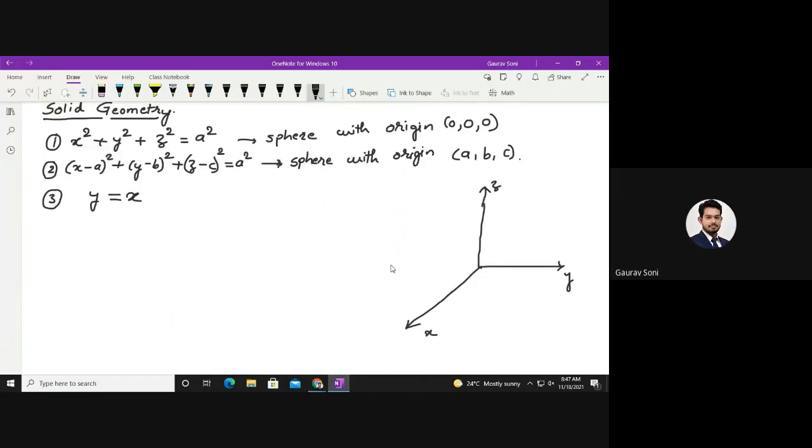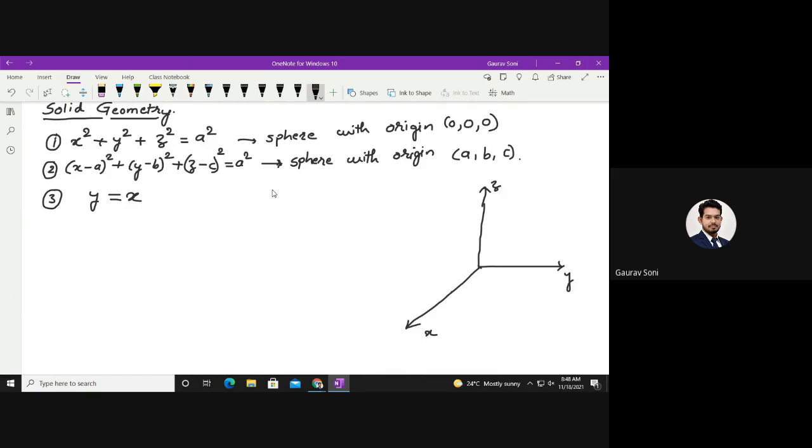Now I will explain why this is happening. Yesterday I recalled one of the definitions from your previous classes, which is the locus. The definition of locus says that if you collect all the points which satisfy this condition, then what you get is actually the graph. Locus is nothing but the collection of all the points satisfying the given condition.